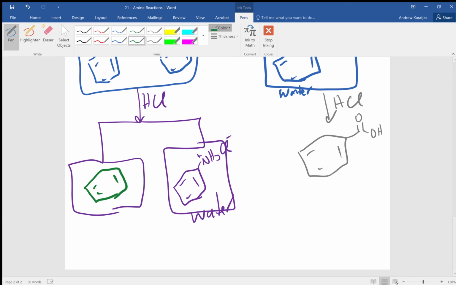And finally, if we want to get that back to aniline, we could add a base, which would remove that extra hydrogen and give us aniline. So basically what we've done in this question is we've manipulated these two molecules, the carboxylic acid and the amine, using their acid-base characteristics. And by doing that, we've managed to separate the three molecules out.